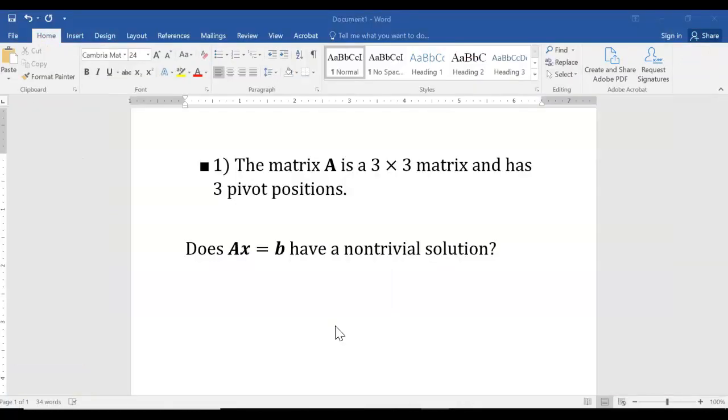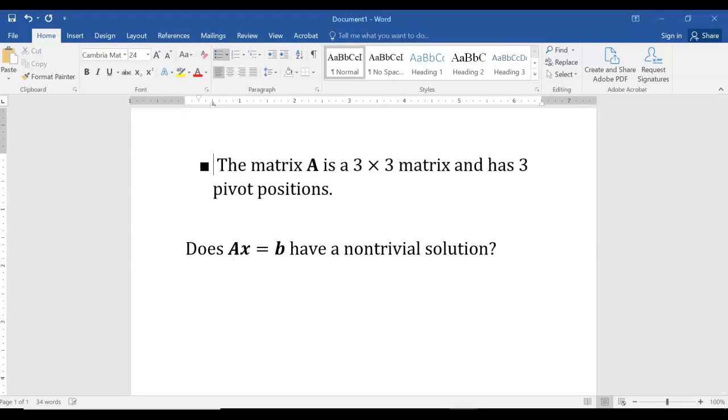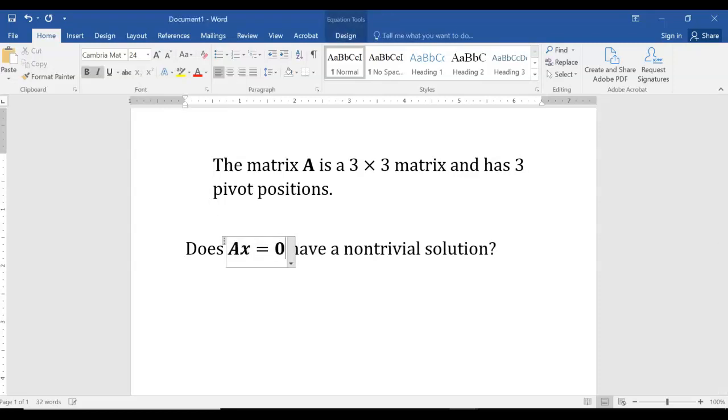All right, so I just copied that and pasted it on a Word document here so that we could look at it a little bit nicer. Okay, so the question is this. The first question, I should say, was this. Does AX equals 0 have a non-trivial solution if the matrix is 3 by 3 and has 3 pivot positions?